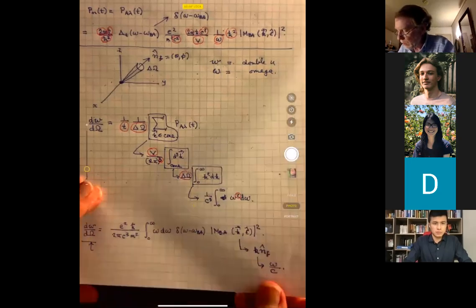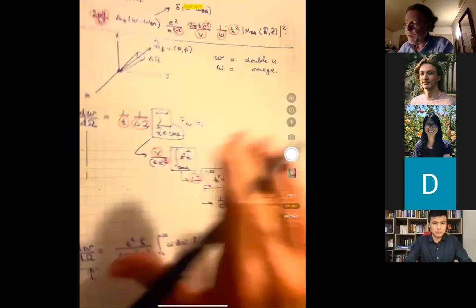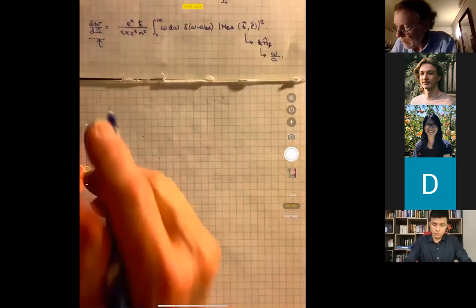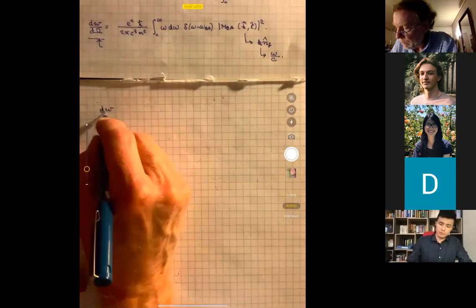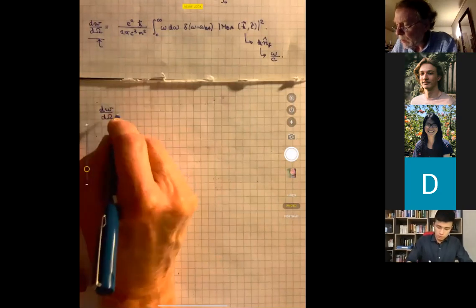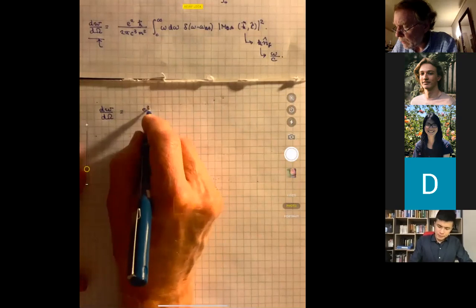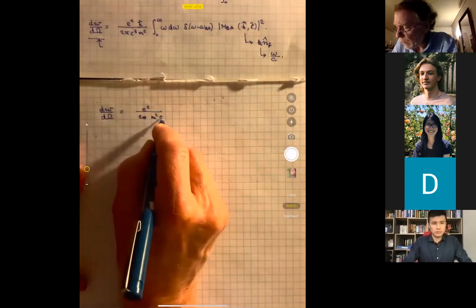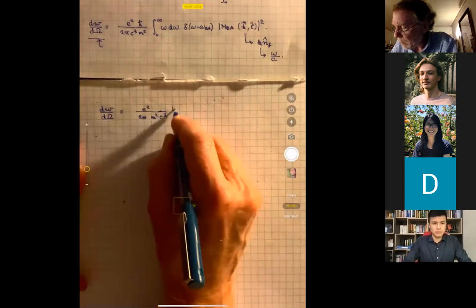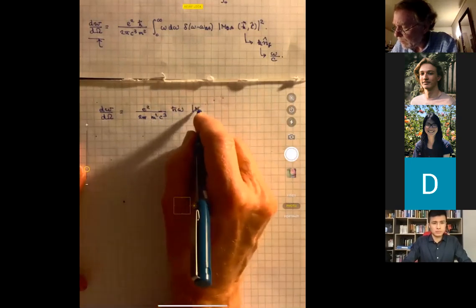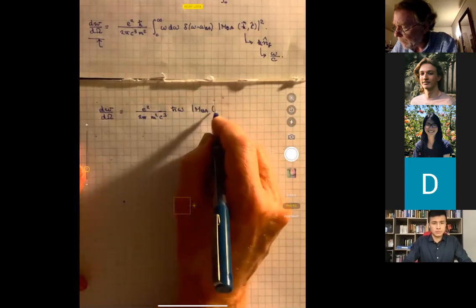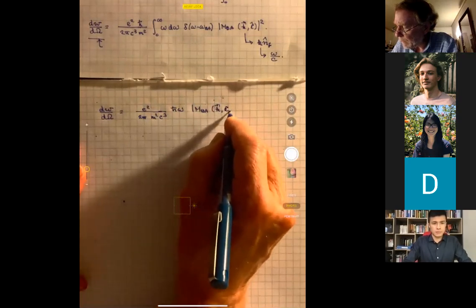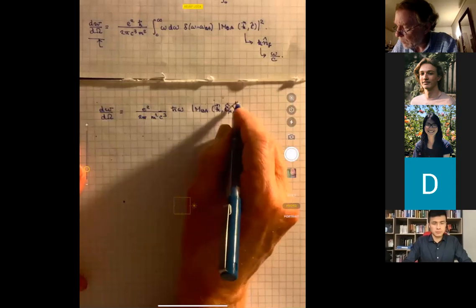Okay, if we do this integral then, which is easy to do because of the delta function, what we get is dW/dΩ is equal to e^2 over 2π m^2 c^3, I'll write it that way, times ħω times the absolute value of M_BA of k vector and ε_μ, squared.